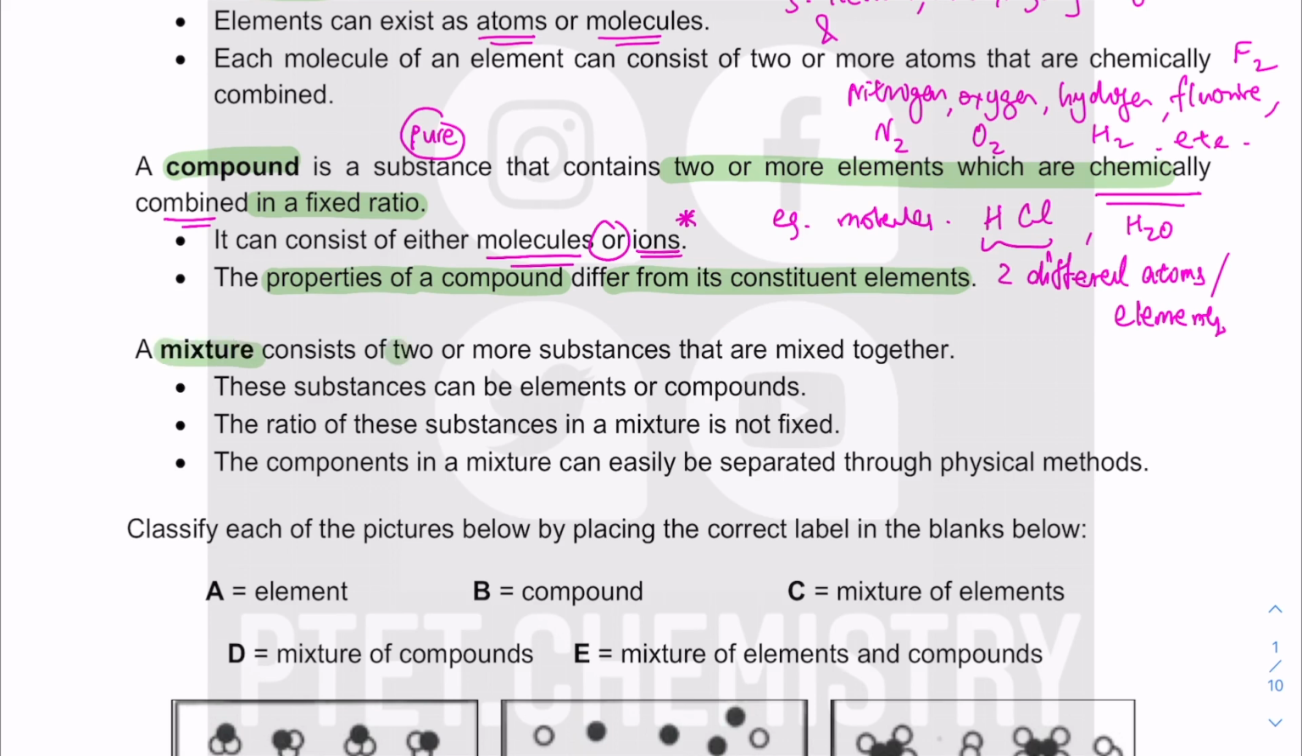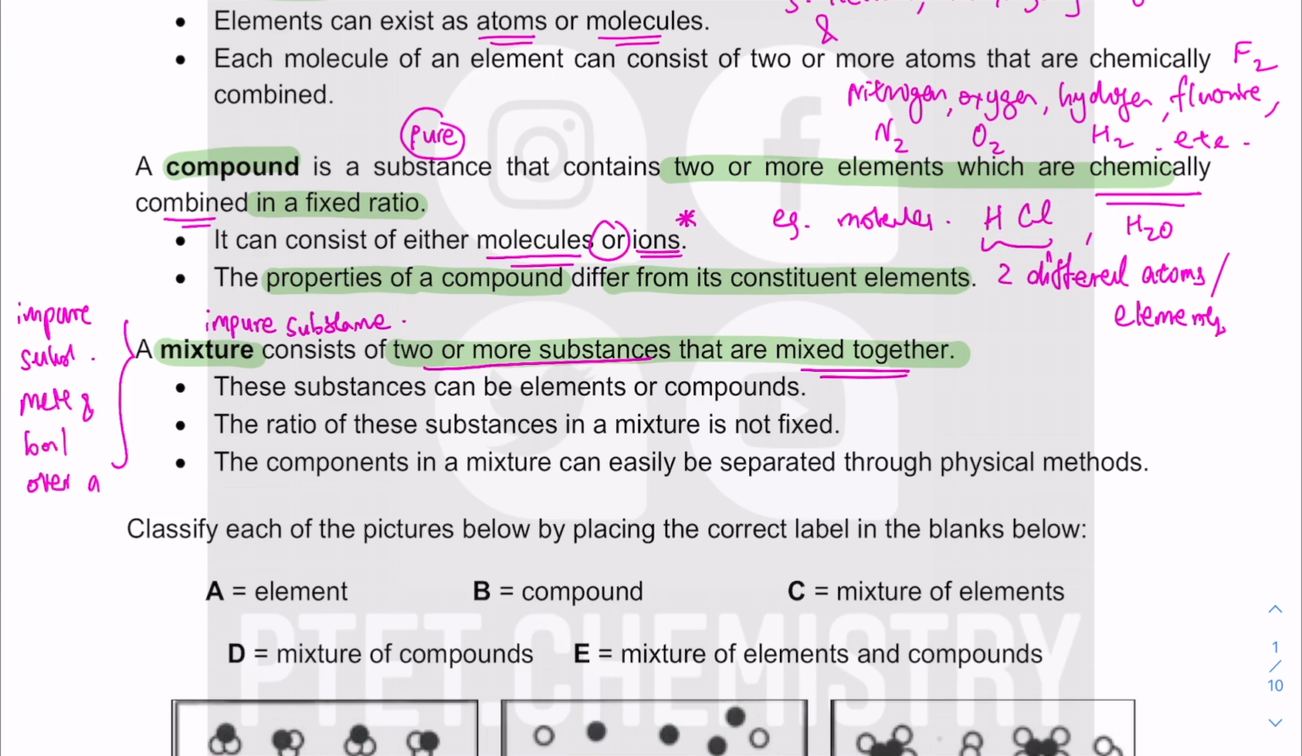Next bit, you have a mixture. A mixture has two or more substances that are mixed together. For obvious reasons, two or more substances that are mixed together is what we call an impure substance. A mixture is always impure, whether you have a mixture of elements, because you are a mixture of elements, you become impure. And impure substances melt and boil over a range of temperature.